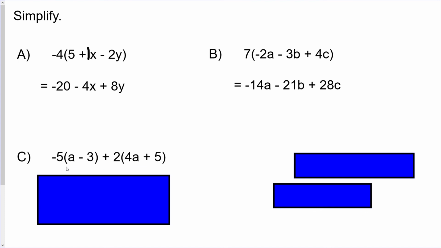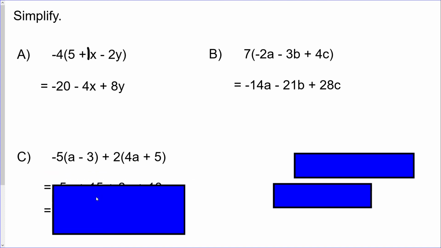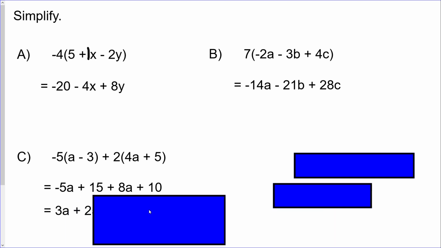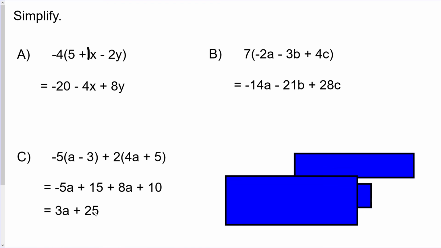So this one, the last one here, you would do negative 5 times a, so negative 5a plus 15 plus 8a plus 10. So again, 2 times 4, 2 times 5 to get 8 and 10, negative 5 times the 1a there, negative 5 times negative 3. But then you can simplify this one a little bit more, if you remember what we did at the start earlier on in the slideshow. So negative 5a plus 8a equals 3a, and then 15 plus 10 equals 25.